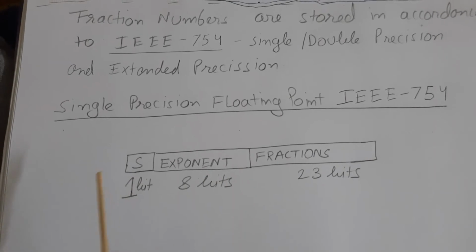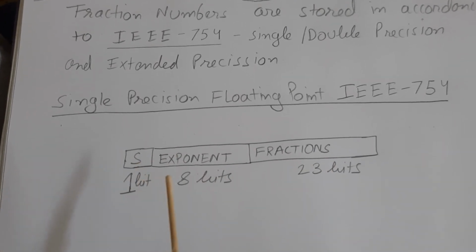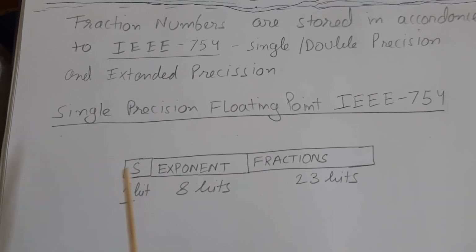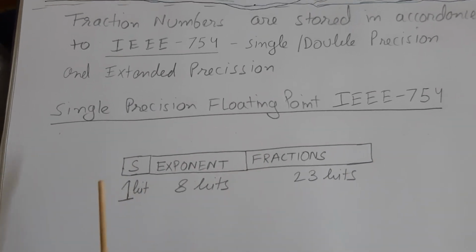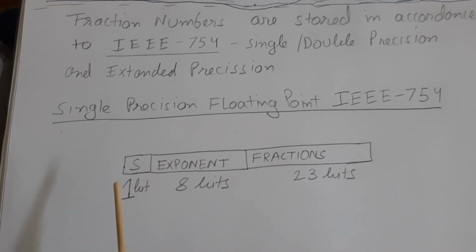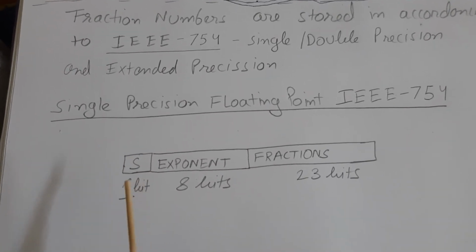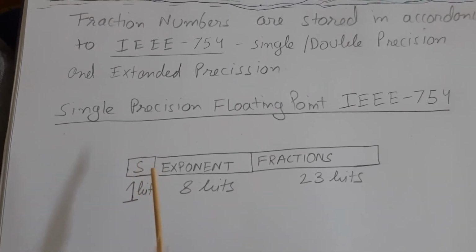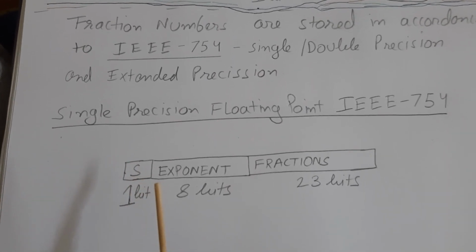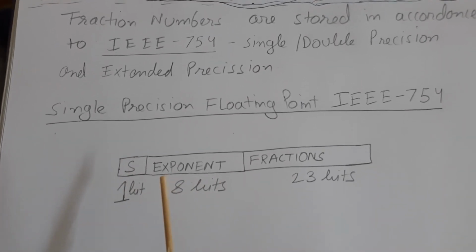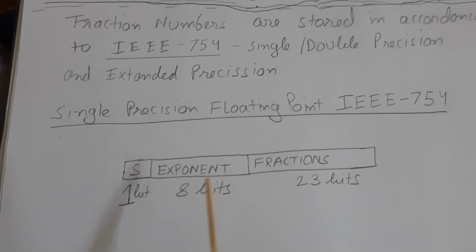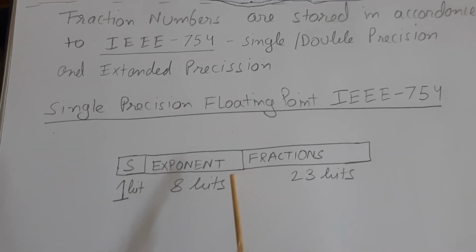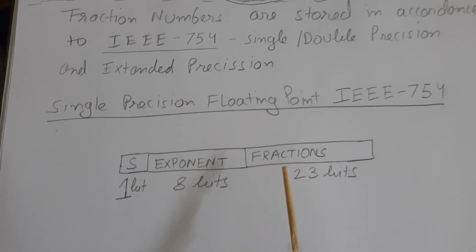In the 32 bits, moving from MSB towards the LSB, the sign bit is stored towards the MSB. So the first bit stores the sign of the number, then we have 8 bits for its exponent part, and then we have 23 bits for the fraction.